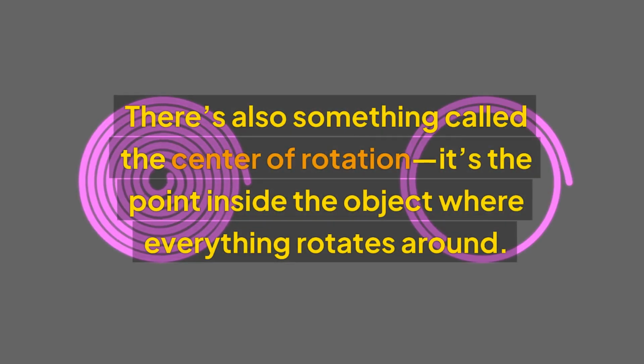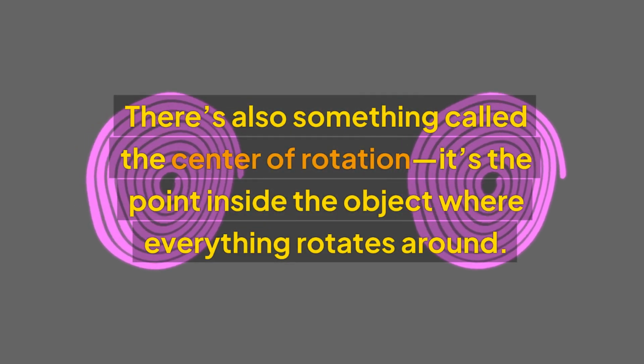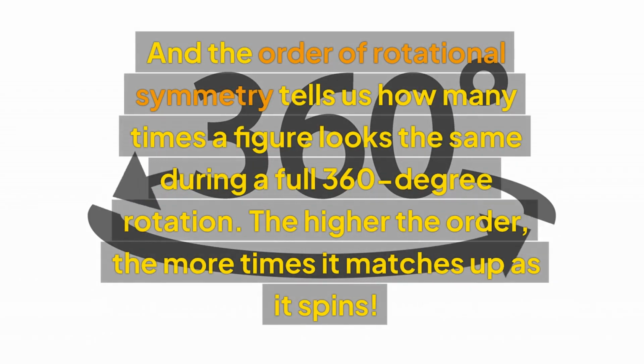There's also something called the center of rotation. It's the point inside the object where everything rotates around. And the order of rotational symmetry tells us how many times a figure looks the same during a full 360-degree rotation. The higher the order, the more times it matches up as it spins.